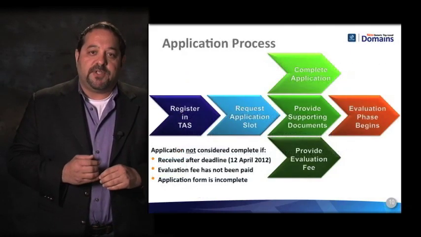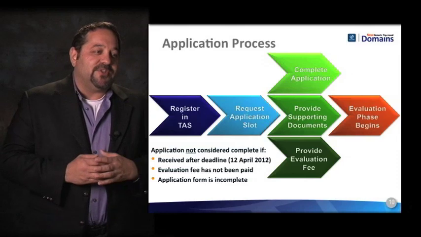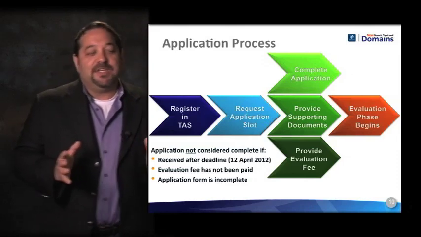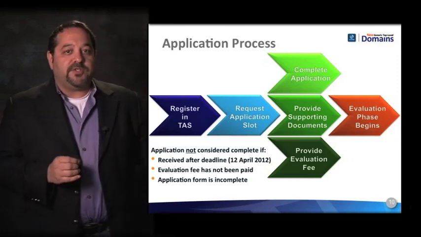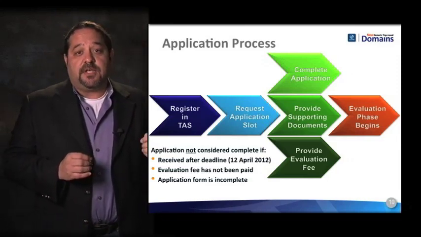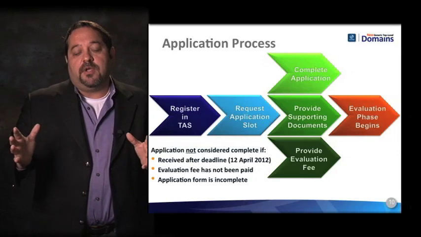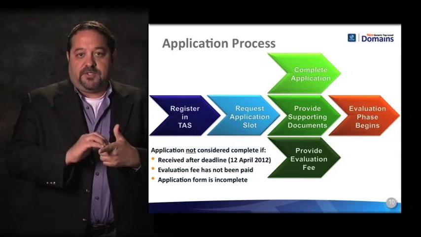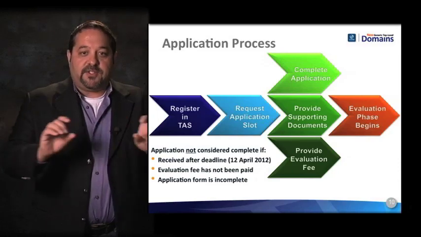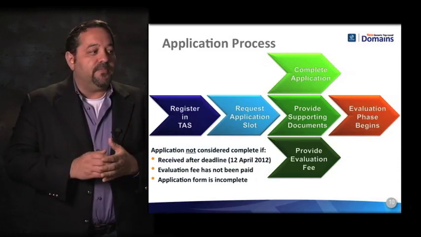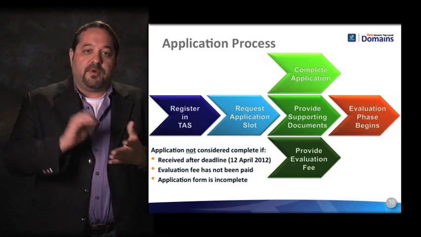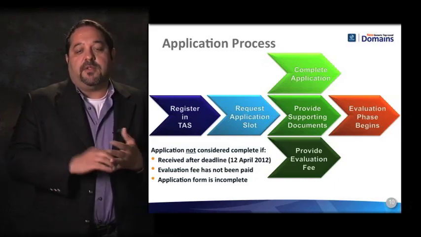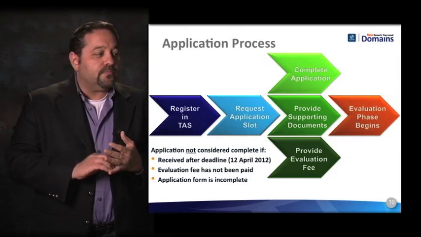So the application process. This particular slide is a little convoluted. Really, the process is not that complicated. We talked a little bit about registering in TAS as the system that will drive the application process. You will register in TAS, you will request an application slot, and that slot allows you to submit your application. You will complete the application, provide the fees, provide the supporting documentation, and then submit the application to ICANN.